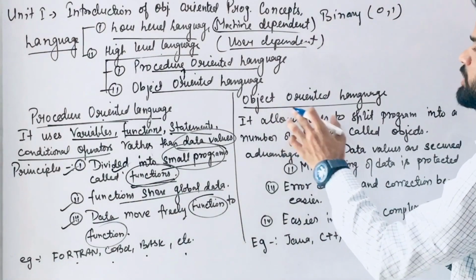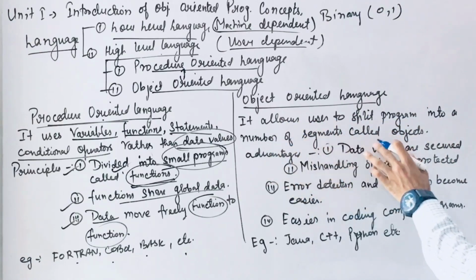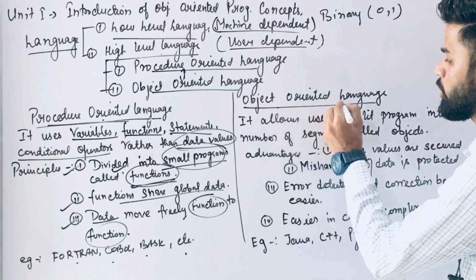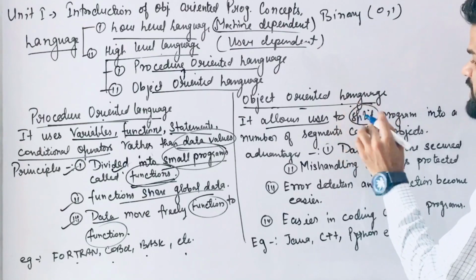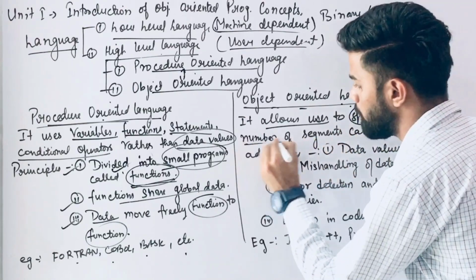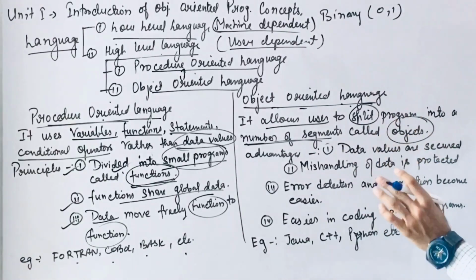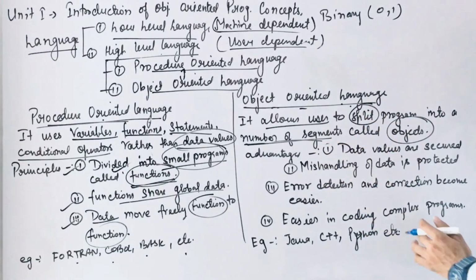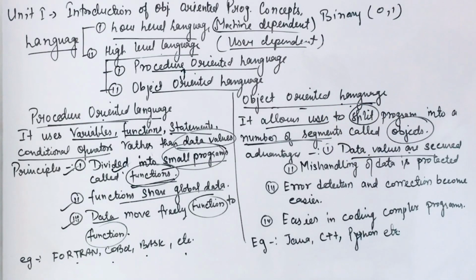Now the next thing is object oriented language. It allows the user to split a program into a number of segments which are called objects. Clear? Now if you are talking about advantages, first, data values are secured. Whatever data values there are, all are secured under object oriented languages. Second advantage, mishandling of data is protected.